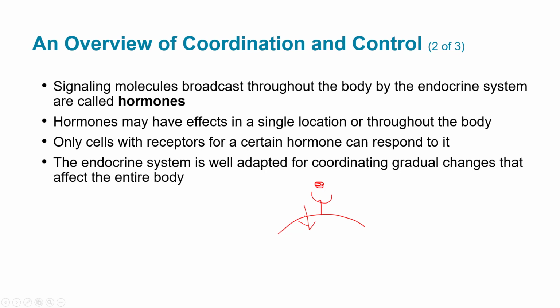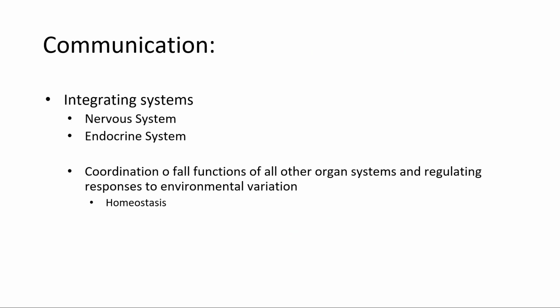So the endocrine system can be sent throughout, but it only really affects cells that have the right receptors. But those receptors could be found on lots of different cells. And this endocrine system allows the body to coordinate gradual changes throughout the entire body. So the endocrine system and the nervous system are known as integrating systems. They integrate different parts together, allowing one part of the body to communicate and coordinate with another.